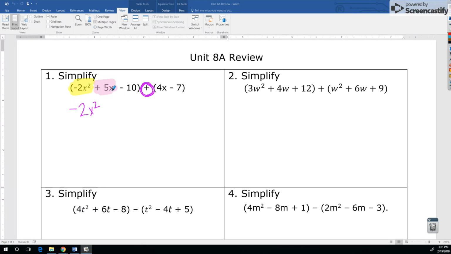So next I have positive 5x and positive 4x. So I know this one's positive, this 4, because there's no negative sign in front of it. So it's defaulted to positive. And I'm adding. So 5x plus 4x is going to give me 9x. And last, I'm going to highlight all of the terms that do not have a variable. These are called constants. So negative 10 plus negative 7 is negative 17.